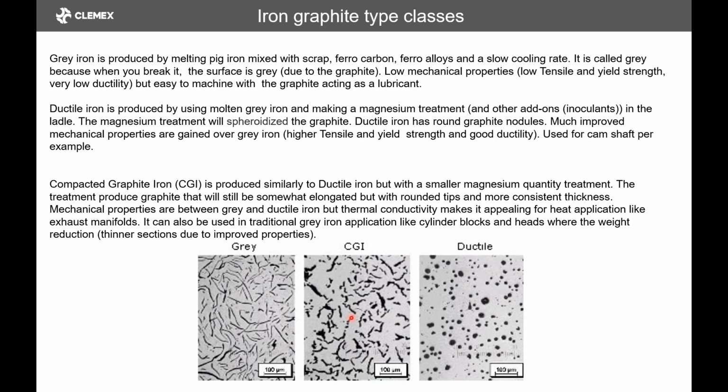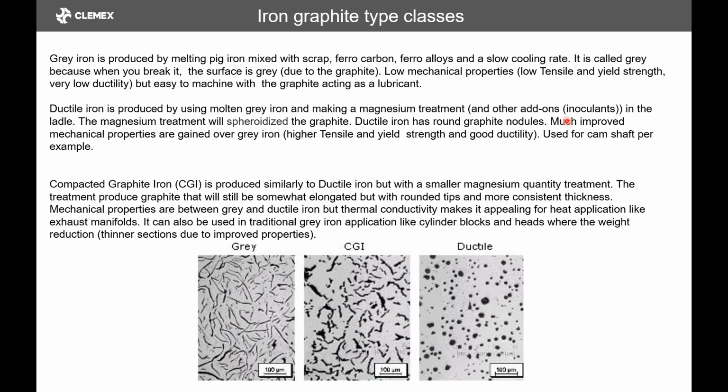The way gray iron is produced is normally we're using a pig iron. It's just iron, basically, without carbon. And then it's mixed with scrap and some ferroalloys, ferrocarbon mainly, and also with a slow cooling rate. So when you have that, you end up with a gray iron, where the graphite, like here, those flakes here, are being generated.